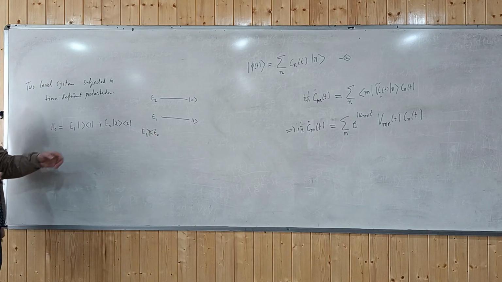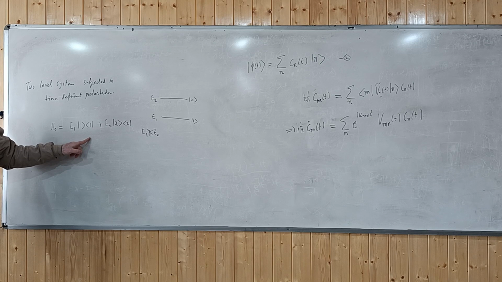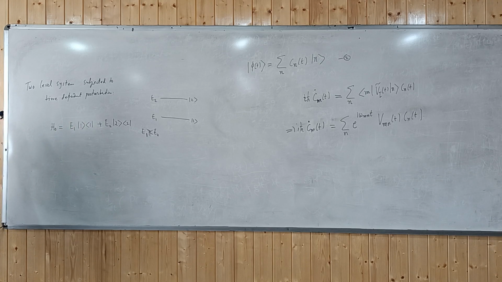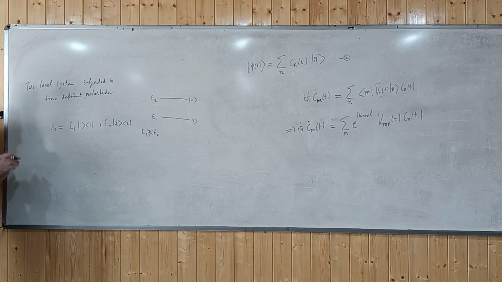So I can say level 1 is the ground state, and this is the first excited state, the excited state, because there are only two levels. No, this is only our two-level system. Clear?